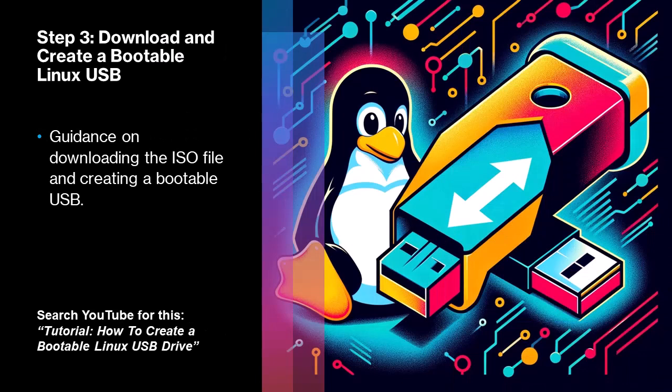Step 3. Downloading and creating a bootable Linux USB. As we progress, the next step is to download the ISO file of your chosen Linux distro and create a bootable USB. If you don't have a USB drive on hand, you can easily purchase one on Amazon. We recommend opting for a 256 GB drive for optimal storage capacity. Simply search PNY 256 GB on Amazon, and you should find an affordable option under $20. Once you have your USB ready, head over to YouTube and look for tutorials such as how to create a bootable Linux USB drive for detailed instructions.